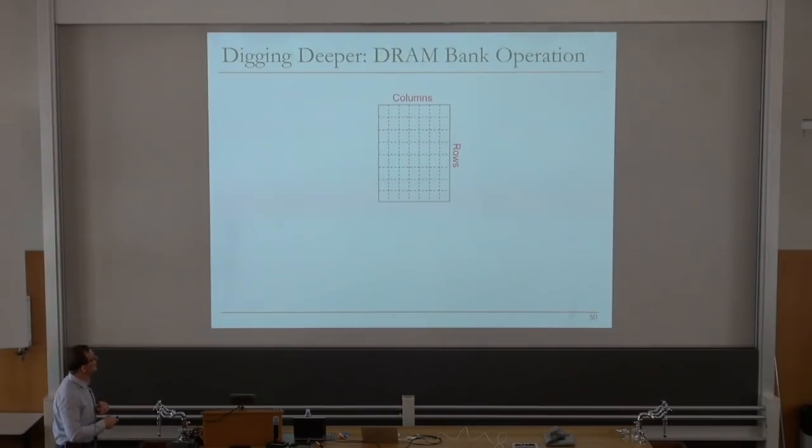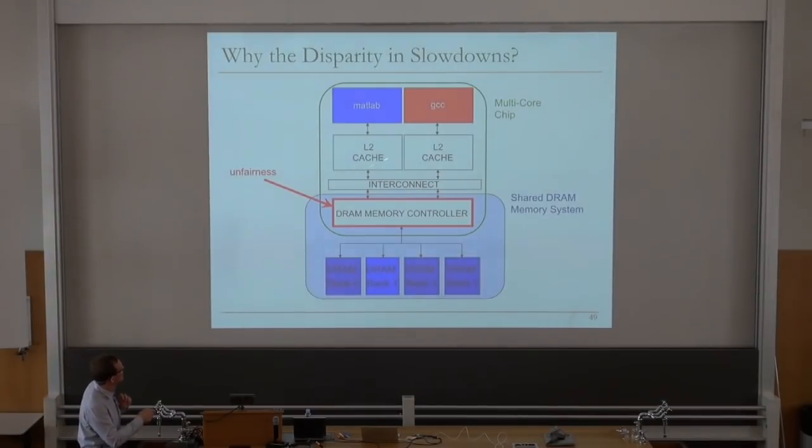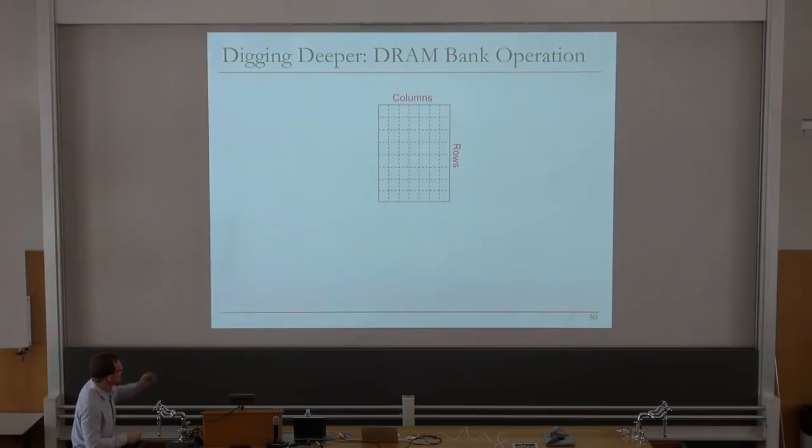So let's dig deeper. If you look at why the memory controller is designed this way, why is the memory controller prioritizing MATLAB over GCC? Let me give you one example. If you know about the operation of a DRAM bank, it looks like this. It has a two-dimensional array of cells. We're going to cover a lot more of DRAM in this course. We're going to focus a lot on memory because it's one of the biggest bottlenecks in systems today.